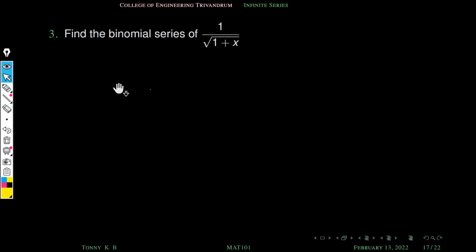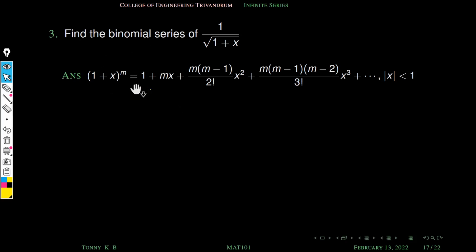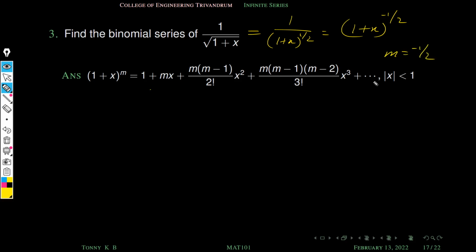Okay, next problem. Find the binomial series of 1 by square root of 1 plus x. And we know that the binomial series is 1 plus x raised to m is equal to like this. So first we have to identify the value of m from this question. So we can write this as 1 by 1 plus x raised to 1 by 2, and this is equal to 1 plus x raised to minus 1 by 2. So what is our m? Yes, in this case our m is equal to minus 1 by 2. So now you can easily find the binomial series of this expression. So 1 by square root of 1 plus x is equal to 1 plus m. What is m? m is minus 1 by 2, right?